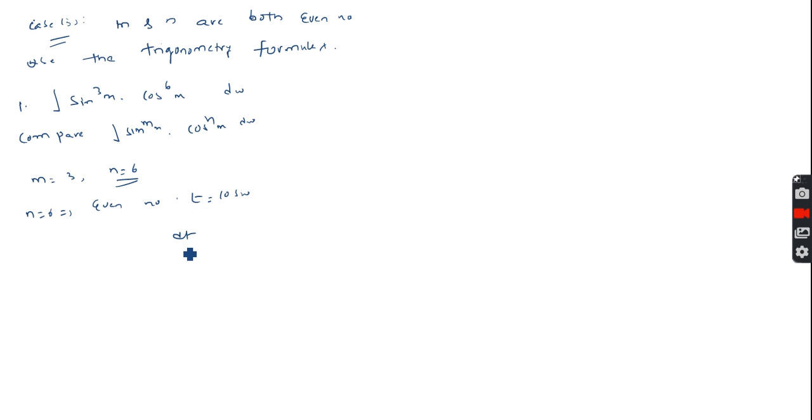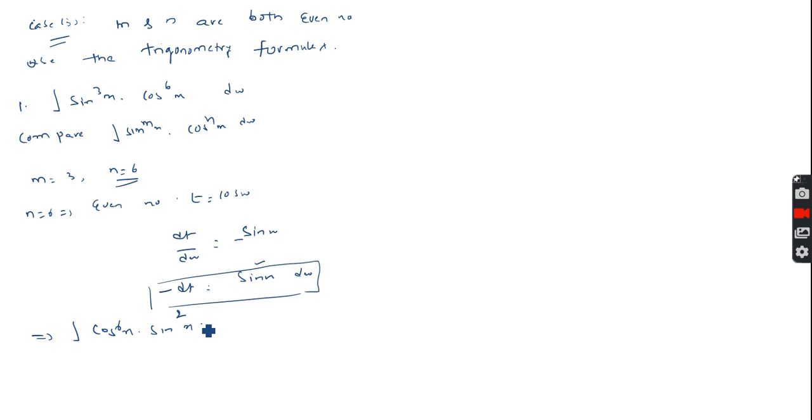So differentiate t with respect to x. That is nothing but minus sin x, so it can be written as minus dt equal to sin x into dx. So finally we write cos power 6x into sin cube. From sin cube, one sin will be separated, and we get sin square x into sin x into dx. Okay, all trigonometric functions are converted into the form of t, that means t is equal to cos x.